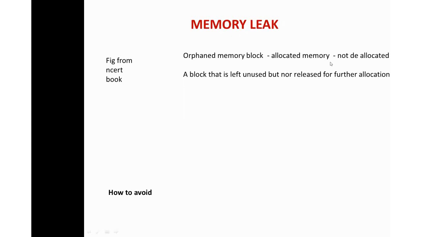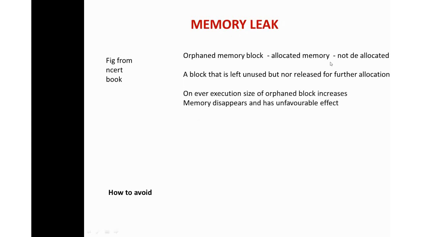Finally, over execution, the size of the orphaned memory block increases, and finally your memory disappears. Memory disappears means there is no memory available for us to use for any purpose, that is, for any processing. Such a situation is known as your memory leak.